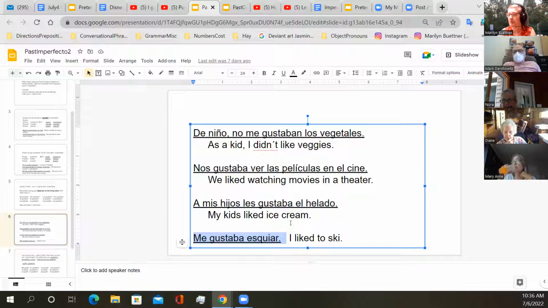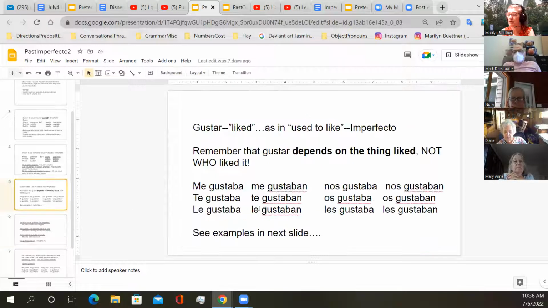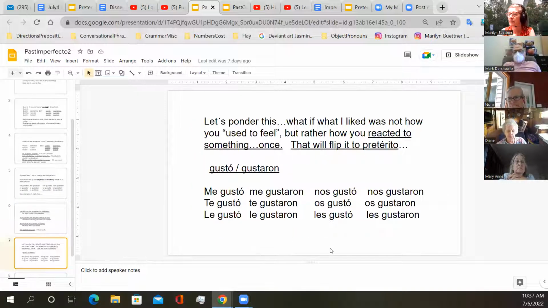Okay. Bien. So gustar may or may not go into preterito, but when it stays in imperfecto, it's really pretty easy to use. It's going to look like these. Okay. Bien. Vale. So here is when gustar goes into that other event, past tense.